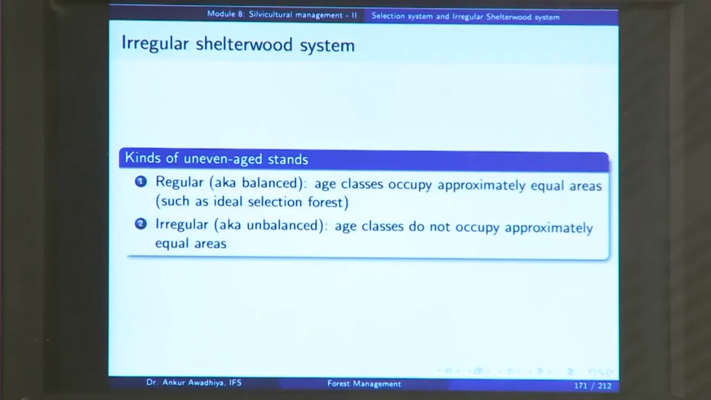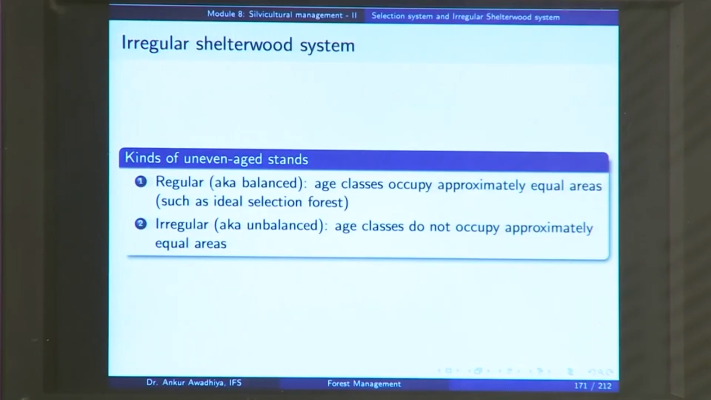Now we will look at the irregular Shelterwood system in more detail. We have two kinds of uneven aged stands. First of all, we talked about even age versus uneven age. In the case of an even aged stand, the trees or the crop have very similar ages. The difference in their ages is less than 20% of the rotation age. In the case of an uneven aged forest, you have plants that have very different ages, and generally the difference in their ages is greater than 20% of the rotation age.